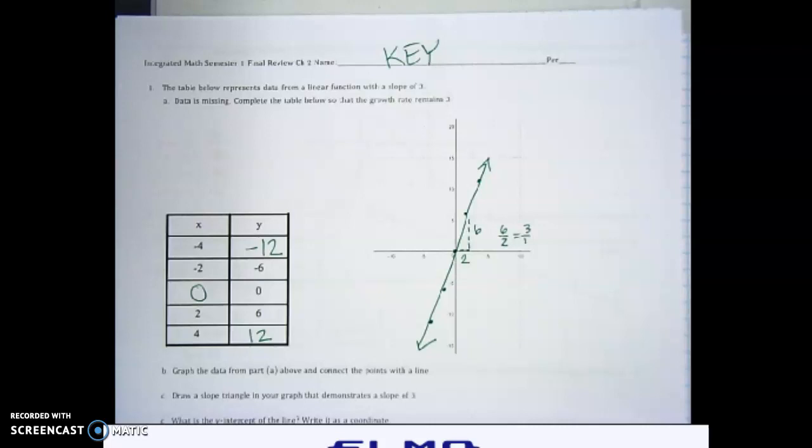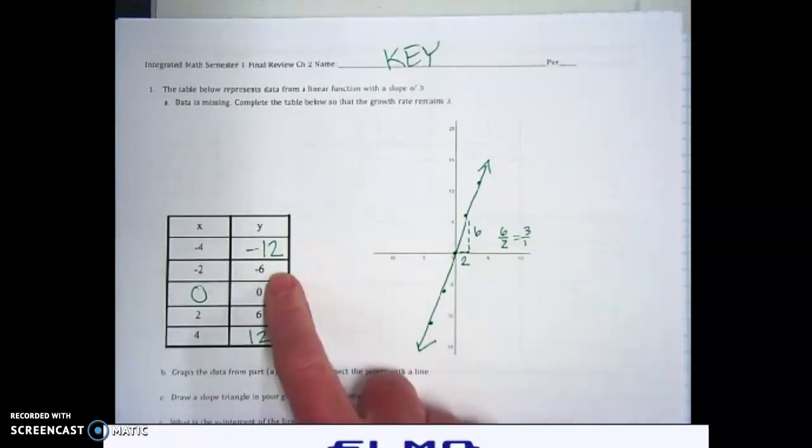This is the Integrated Math 1, Semester 1 Final Review for Chapter 2. Question number 1 says, the table below represents data from a linear function with a slope of 3. Data is missing. Complete the table below so that the growth rate remains 3.